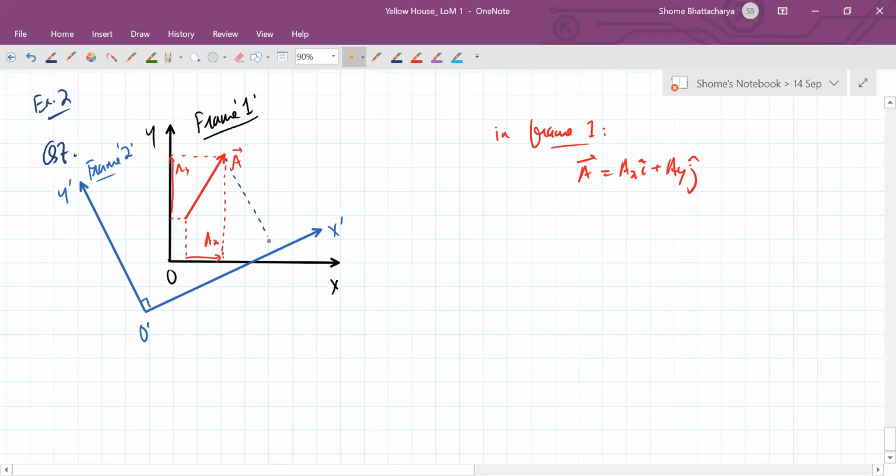We'll have to drop this perpendicular. So this is your ax prime, suppose, and we have to drop this perpendicular. This is your ay prime. So in frame 2, the same vector is now becoming ax prime. I will write this as i cap prime also, because obviously this unit vector is not the same as i cap.